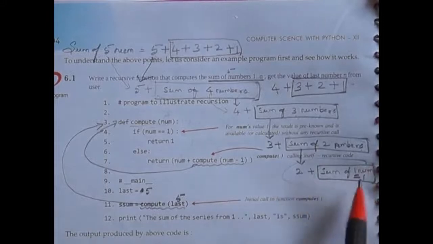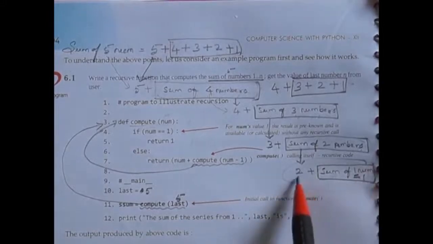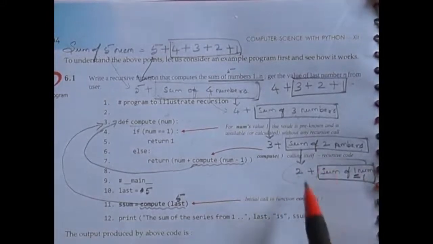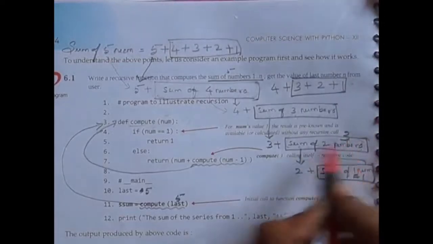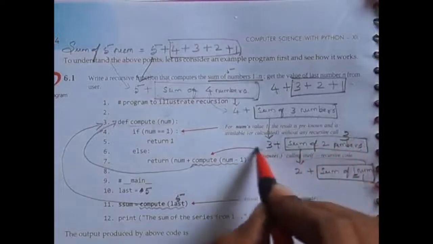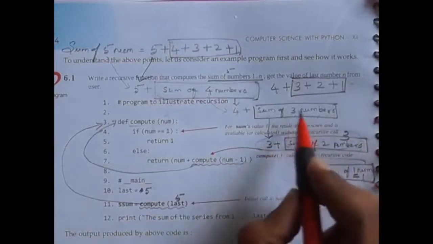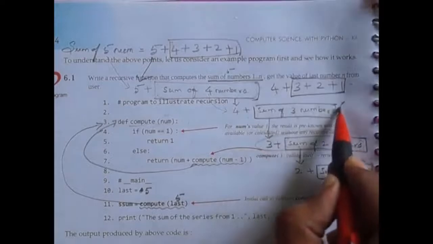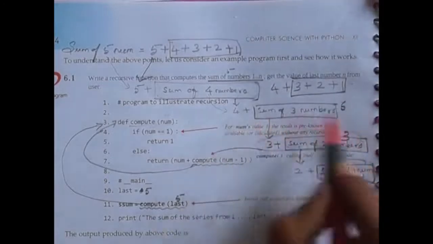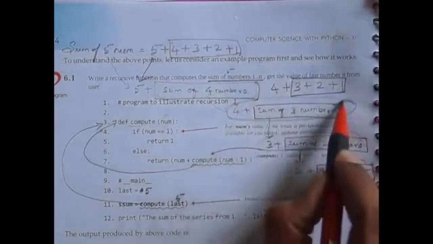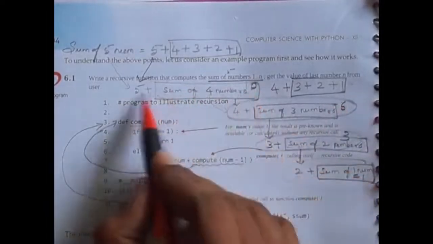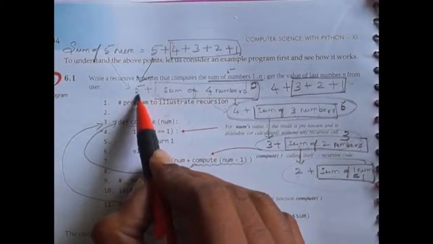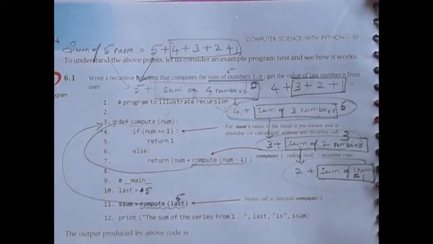So listen, the sum of one number value is 1, so what is this value fully? It becomes 2 plus 1 is 3. Okay, fine. So sum of 2 number value is 3. So 3 plus 3 means totally it is 6. Okay. So sum of 3 number value is 6. So 6 plus 4 is what? Totally 10. So sum of 4 number value is 10. So 10 plus 5 is 15. So such that we find the answer for sum of 5 numbers.